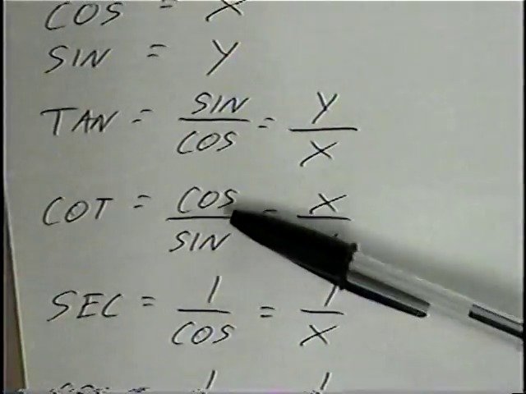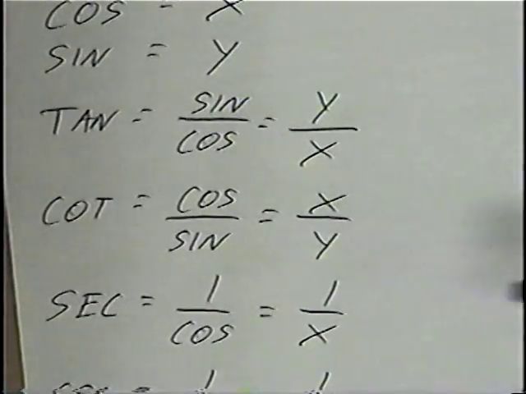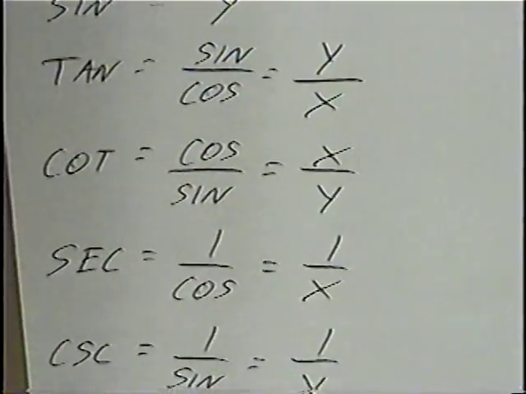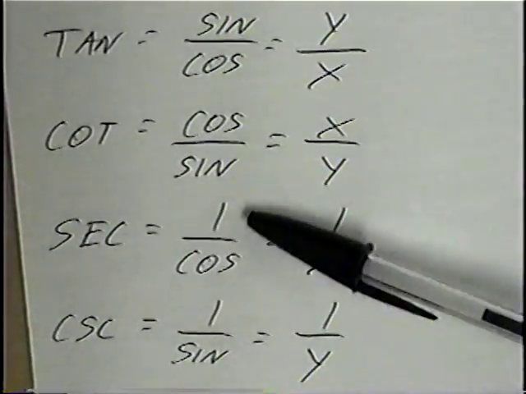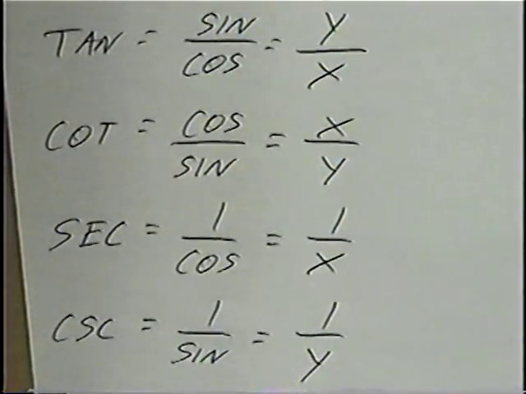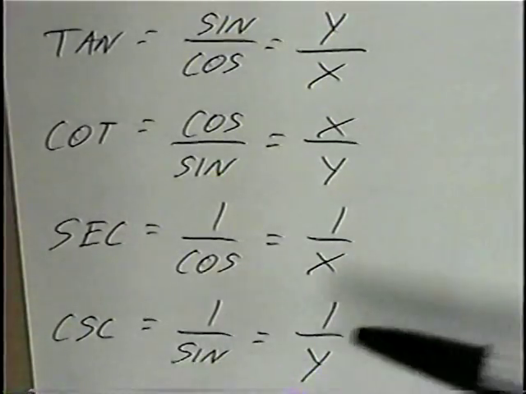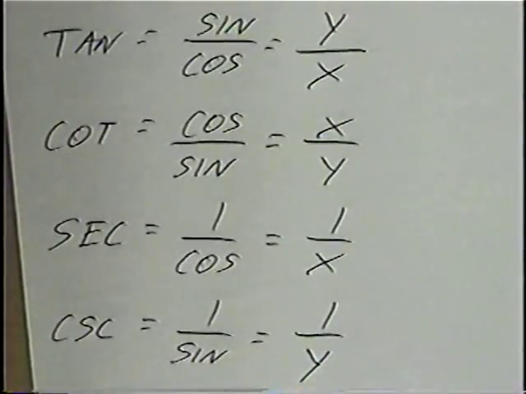Cotangent, cosine over sine, can be changed to x over y. And secant, which is 1 over cosine, can be changed to 1 over x. And cosecant, 1 over sine, is the same as 1 over y.